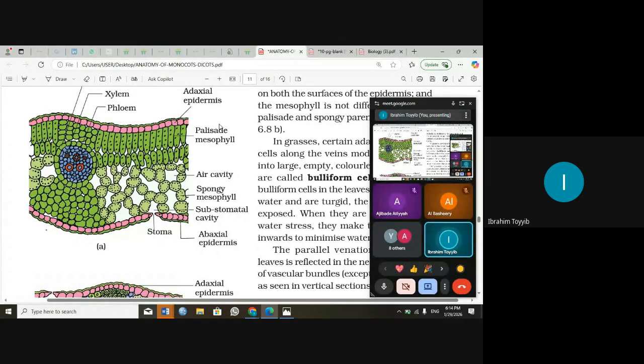This is the upper epidermis. This is the lower epidermis. Everything that is here, they are mesophyll. So look at where we have the stoma, which consists of the guard cells that control opening and closing of the stomata. We have the substomatal cavity. Note this very well, because JAMB will give you this. So we have the air cavity at the middle here. After palisade mesophyll, under the upper epidermis, we have the air cavity, spongy mesophyll.